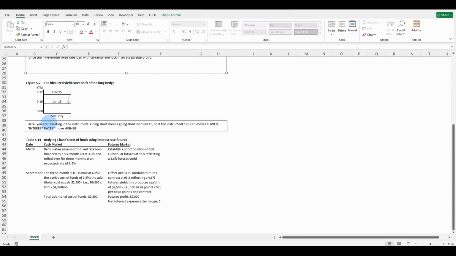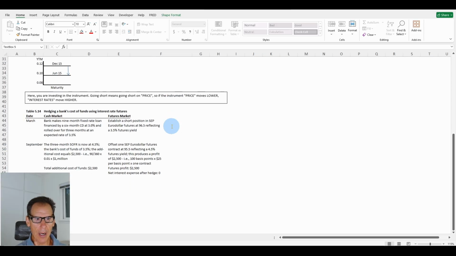So here, you're investing in the instrument. Going short means going short on price. So if the instrument price moves lower, interest rates move higher.